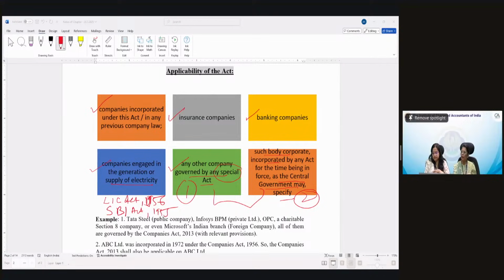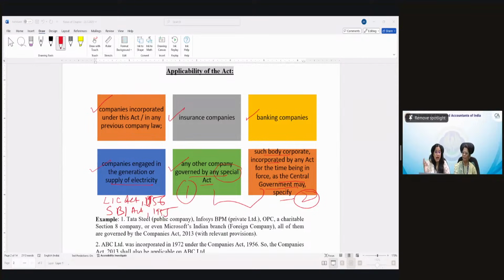But there is a specific act, as I said, the Insurance Act 1938 or the Banking Regulation Act 1949. So you'll be seeing that these are the specific acts governing these companies. The Companies Act is applicable, but if anything is inconsistent, then we will go as per what the specific act says. Otherwise, the Companies Act 2013 will be applicable on these companies also. And if they were not special types of companies, if insurance companies or banking companies were not special, then there was no need to write it separately here. They could have simply written any kind of company.